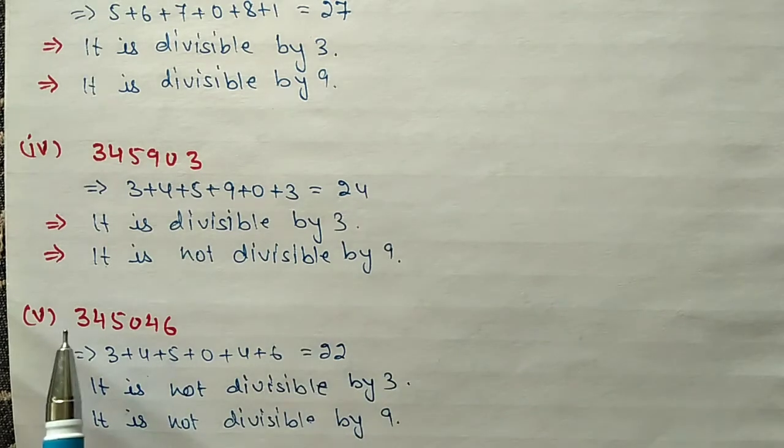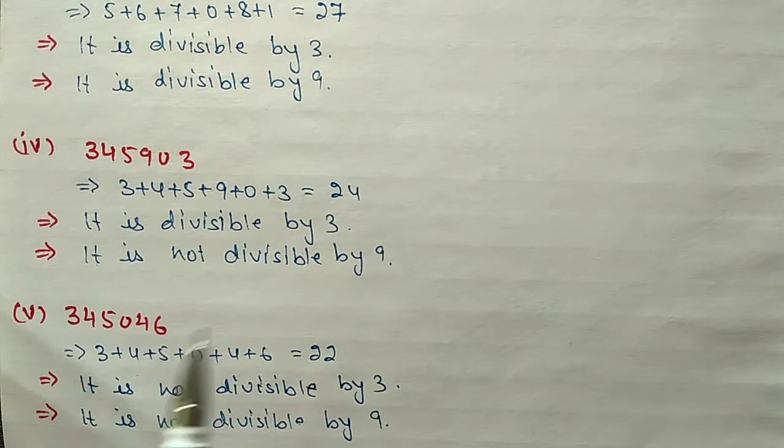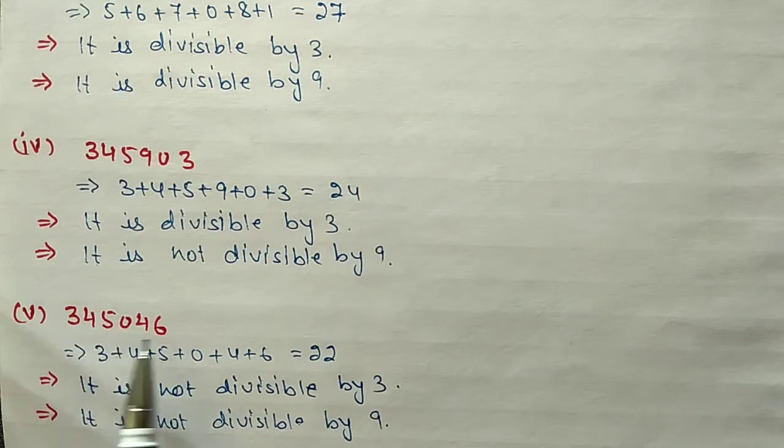Fifth part, we have 345046. After adding all the digits we get 22, and 22 is not in the 3 table or the 9 table. It means this number is not divisible by 3 and not divisible by 9 also.